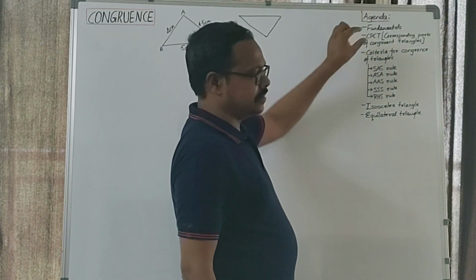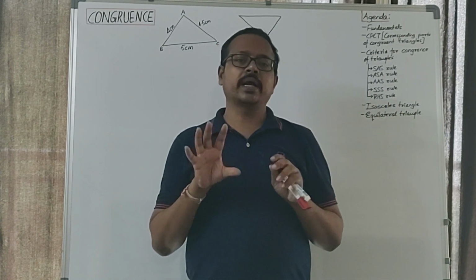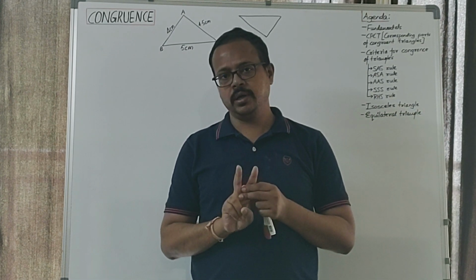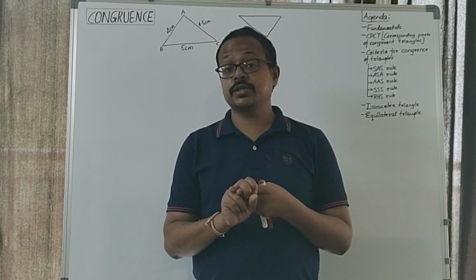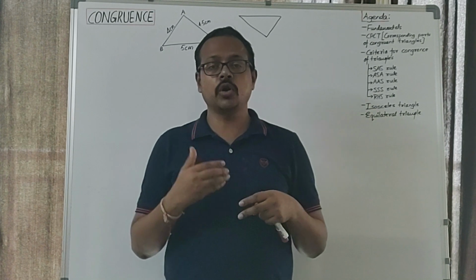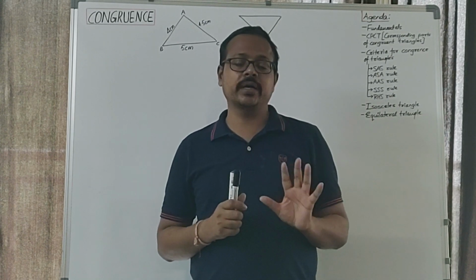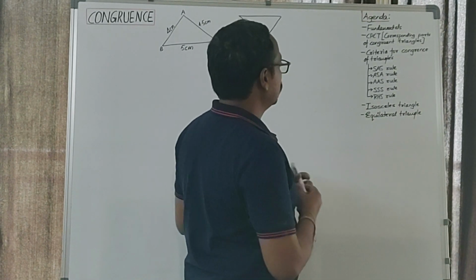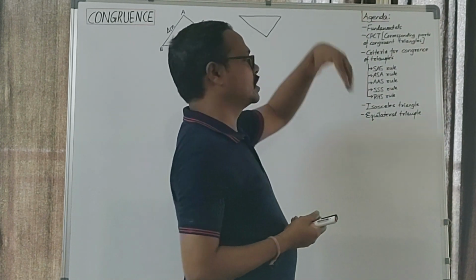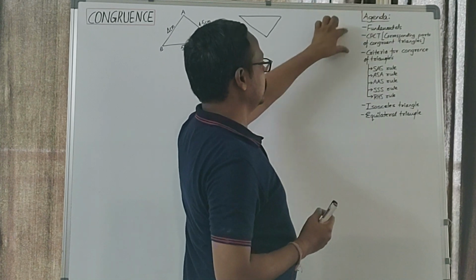And what is CPCT? CPCT I have written here, second agenda. CPCT means when two triangles are proved to be congruent, that means their corresponding parts are equal. So we call it in short corresponding parts of congruent triangles are equal. So first we have to prove that two triangles are congruent and then we will apply CPCT. Using CPCT we will prove that the corresponding parts are equal.